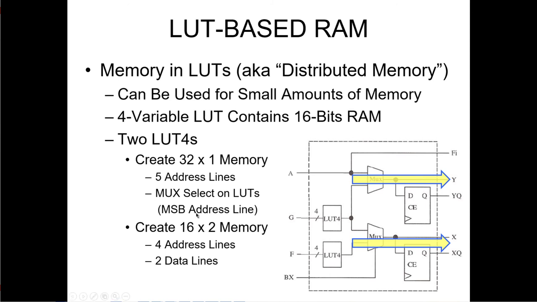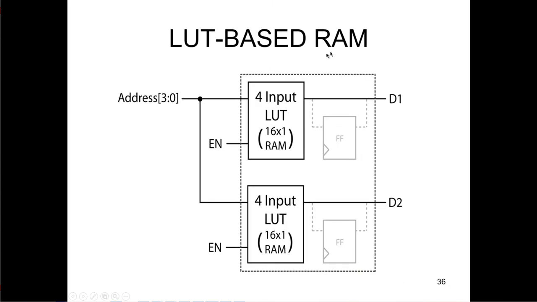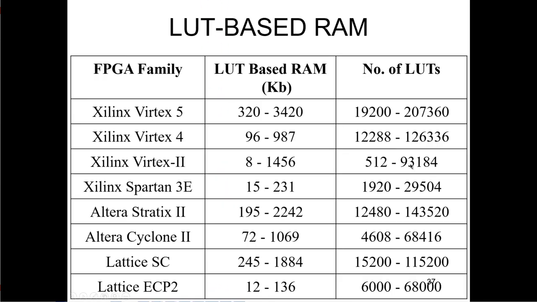And you can see how this can be set up. It can have address lines and data lines. So the LUT-based RAM with a LUT4 can look like this. Here's your addresses. And then you can have an enable bit for the fourth input. And you can output 2 bits. And you can see there are a lot of lookup tables. So there's a fair amount of LUT-based RAM you can have in terms of bits.